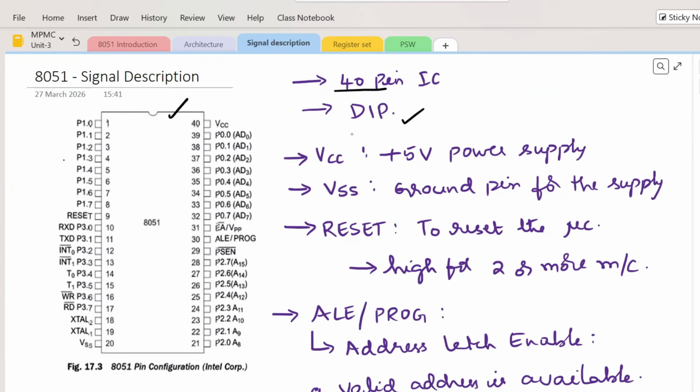First one, VCC. VCC is the power supply required to operate this microcontroller, which is plus 5 volts. VSS is the ground for the given power supply of plus 5 volts. Then coming to the reset. The reset signal is used to reset the microcontroller, but in order to reset it, this signal should be high for at least 2 or more machine cycles.